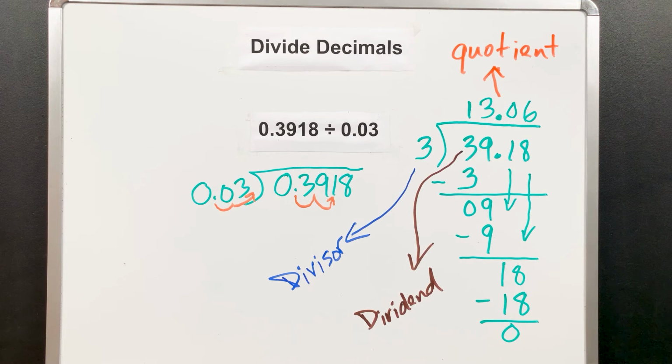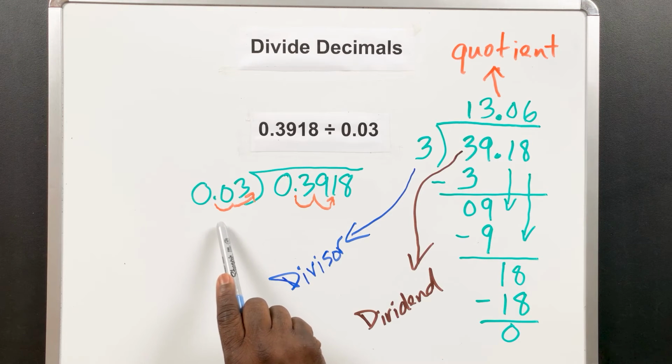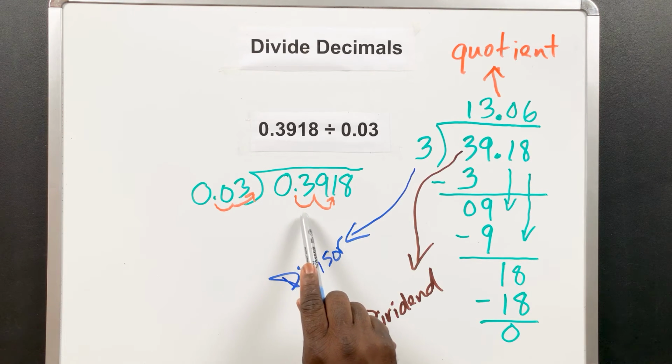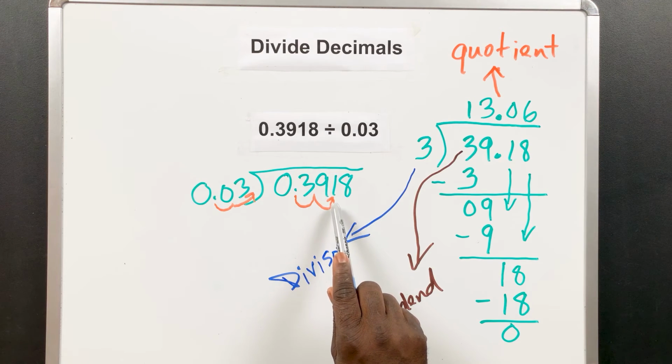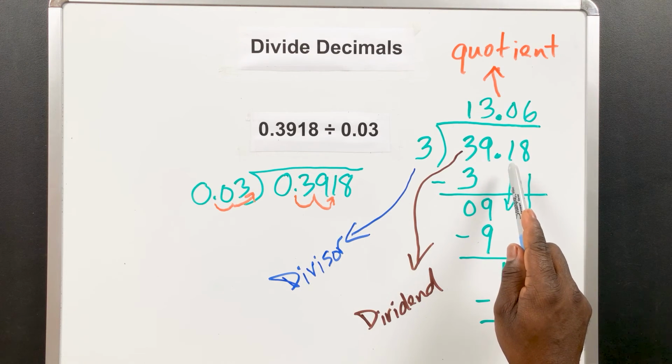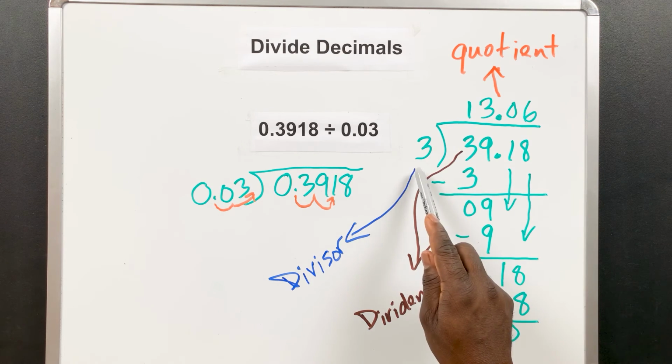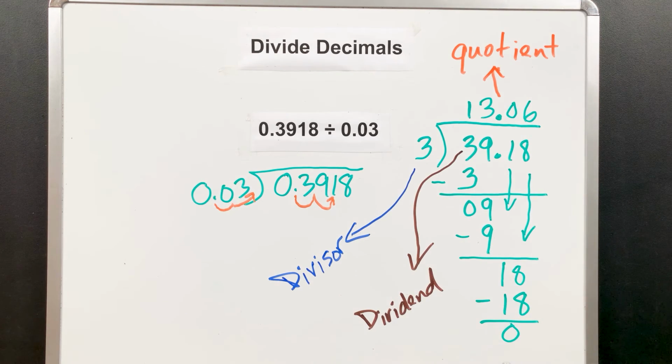So again, we have successfully divided this decimal. Our strategy was to move the decimal place 2 spaces to the right first with the divisor, and then 2 spaces to the right second with the dividend. Rewrite the problem as 39.18 divided by 3, and then perform the division algorithm. An algorithm is nothing more than a sequence of steps.